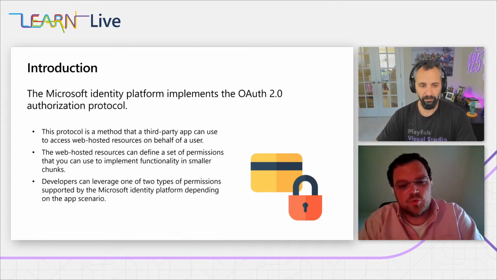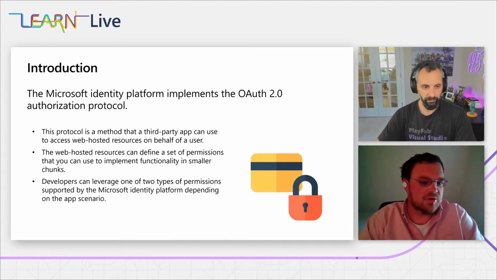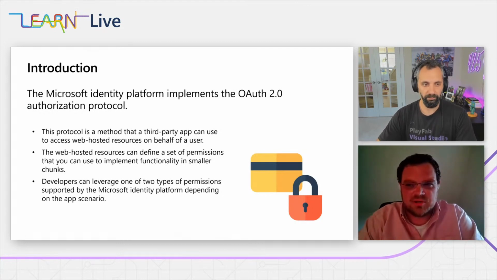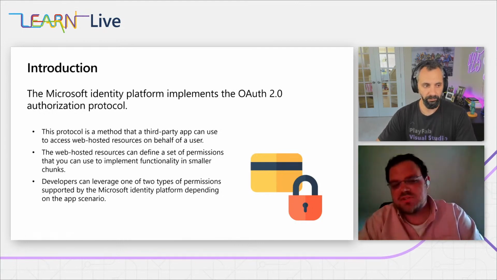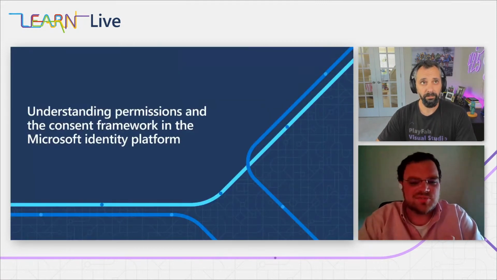And so for that to work, we have to have this concept of permissions of, okay, well, what are you, the user, allowed to do? And what is the application that you're using allowed to do as well? And so that's really what we're going to dig into a lot today: what are these two different types of permissions that we have, and how you can start to implement them in your own application.